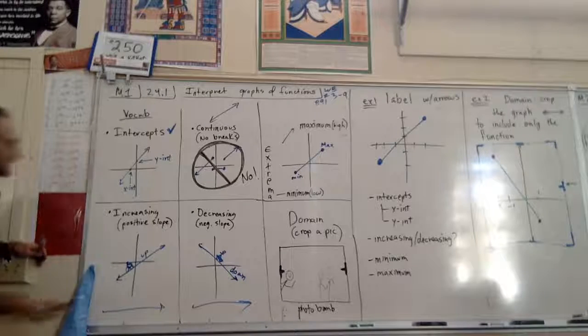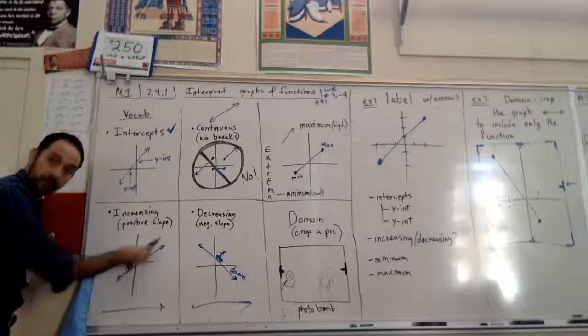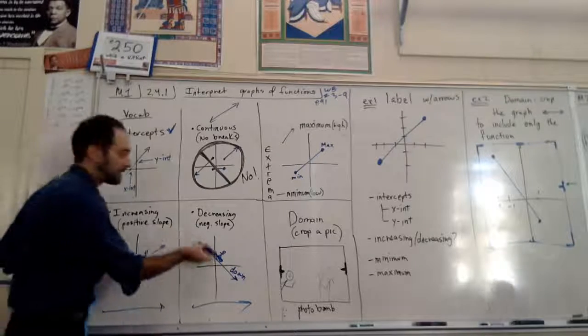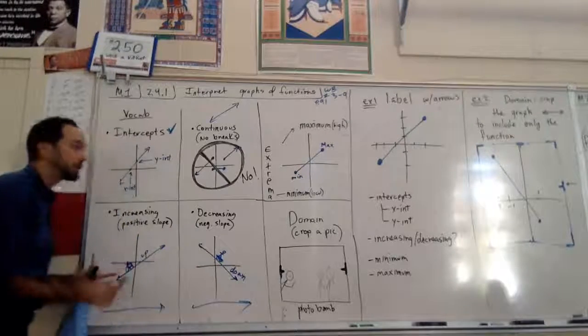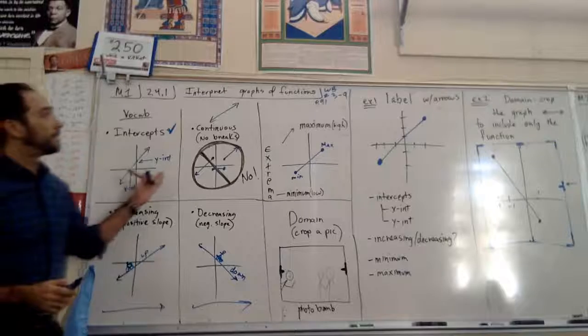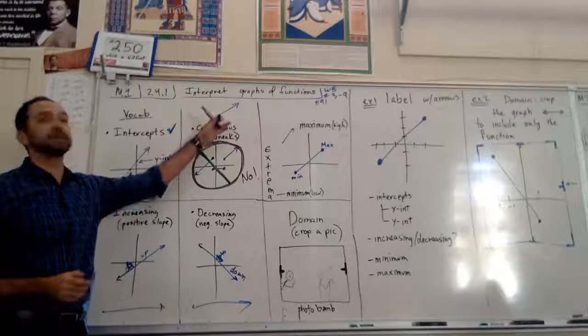All right, so positive slope, going uphill, left to right. How about left to right here, going uphill or downhill? Down, so it's decreasing, okay? It's always left to right. If you get confused, left to right, just like reading.